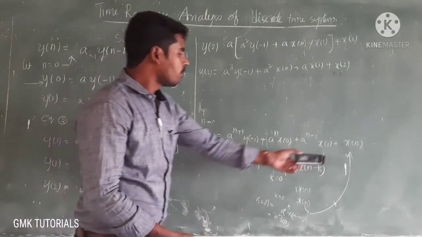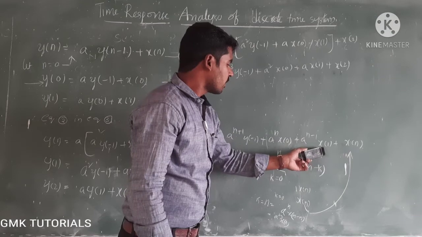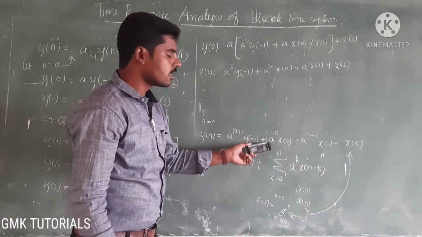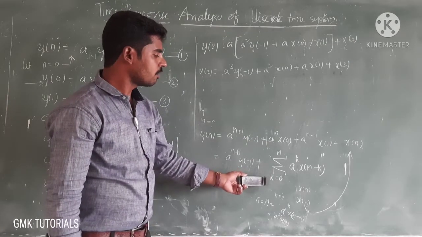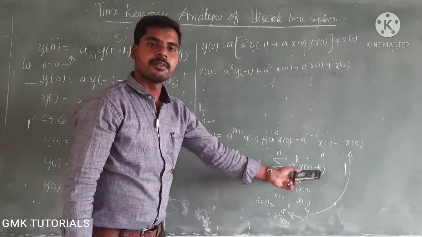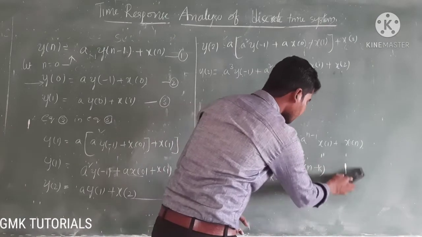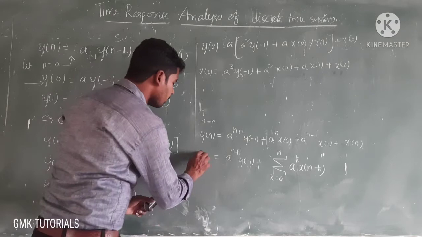Therefore the above equation, x of n plus a power n minus 1 into x of 1 plus a power n into x of 0 and so on, up to this instant we can represent with the help of one equation that is the sum of k goes from 0 to n of a power k into x of n minus k. Okay, this is the generalized equation for the corresponding equation.